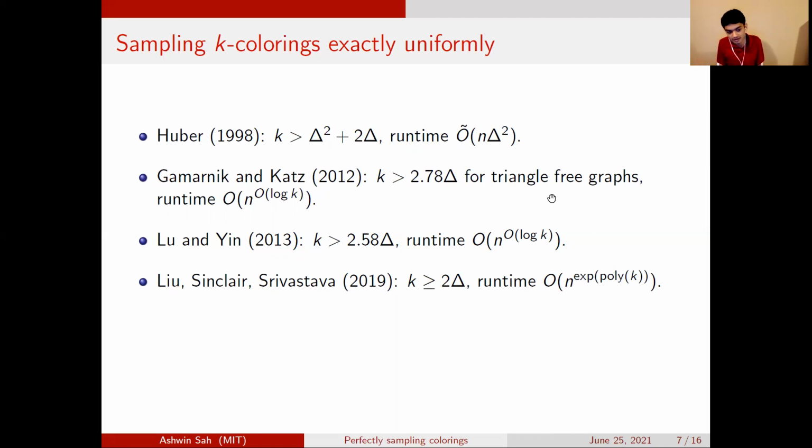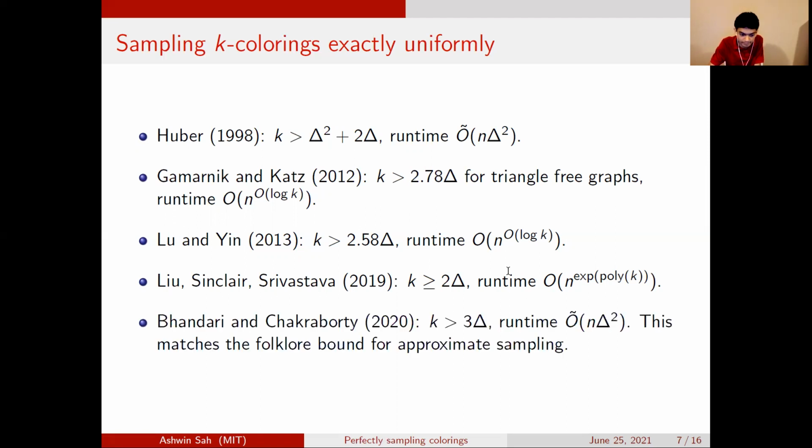And finally, Liu, Sinclair, and Srivastava recently showed that for k at least 2 delta, one can do it with an n to the e to the poly k runtime. These numbers are quite large in terms of the exponents for any fixed k. Most recently, in a breakthrough work, Bhandari and Chakraborty showed that for k greater than 3 delta, you can do it in quasi-linear time. Let's say delta is fixed. And this matches the folklore bound for approximate sampling in terms of how quickly it can be done.